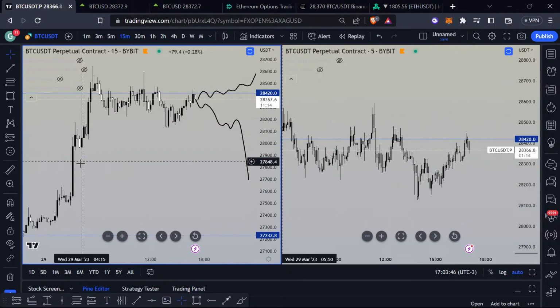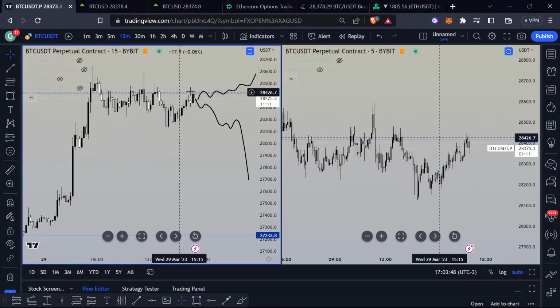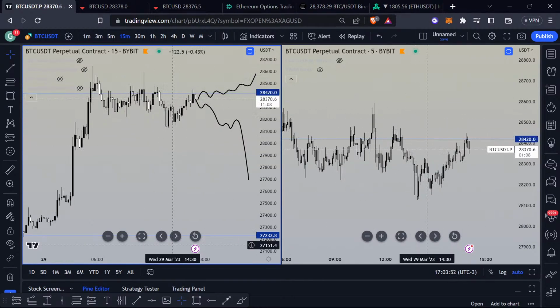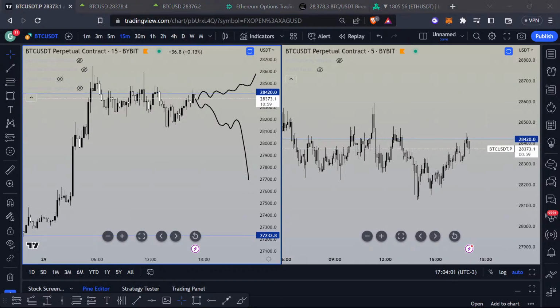Anyway, the main idea why we're looking for a short right here, as long as we keep not being able to flip this, will be to, sorry, one second. Sorry.